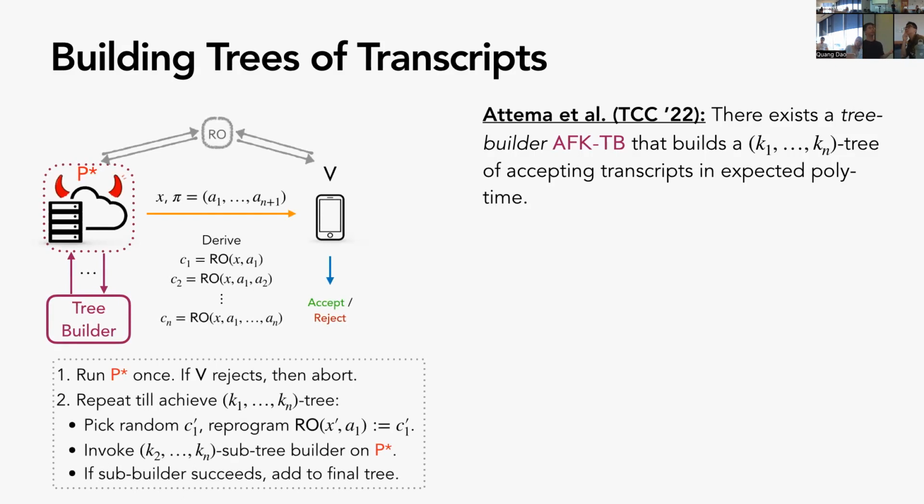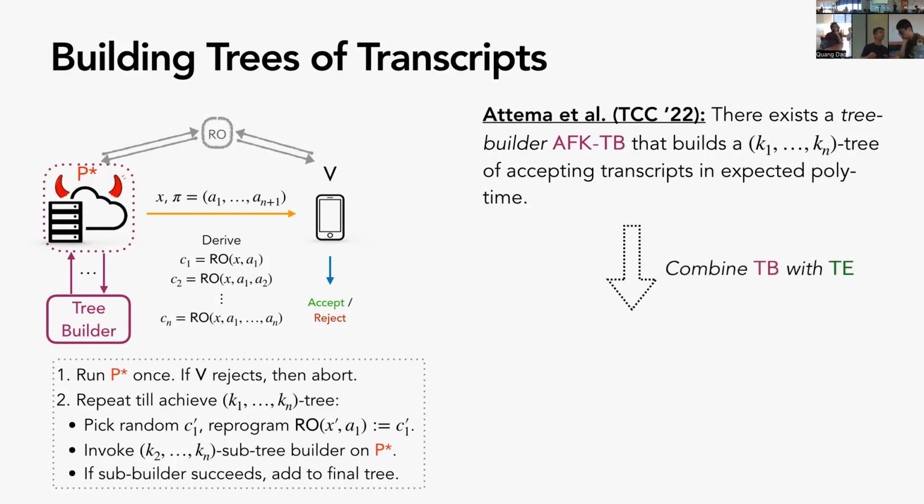And this algorithm is actually quite simple. You just try to reprogram the random oracle to different challenge points in order to branch in the tree, and it keeps doing that. The challenging aspect of this is to analyze this algorithm and then show that it terminates in expected polytime.